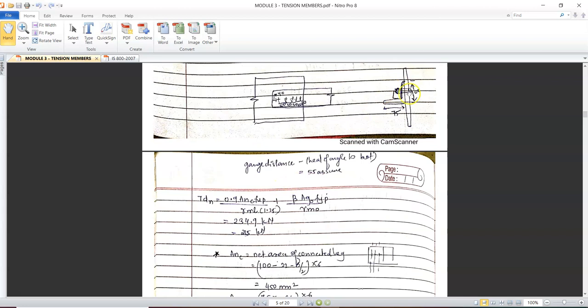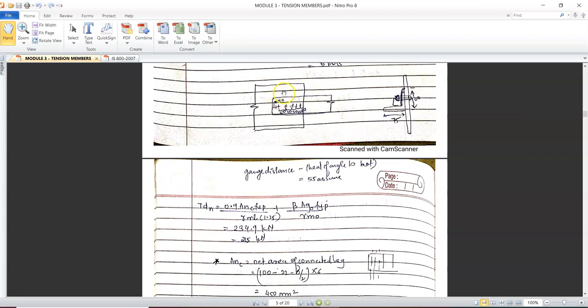The connected leg is 100 mm here. 100 mm is the connected leg and 75 mm is the outstanding leg. In this 100 mm leg, we are punching one bolt hole across this cross section. If you take any cross section across this bolt, or this bolt, or this bolt, across all the cross sections, here is the tension force acting. Tensile stresses will be acting across all the critical sections. If you take all the critical sections, there will be only one bolt hole across the connected leg.